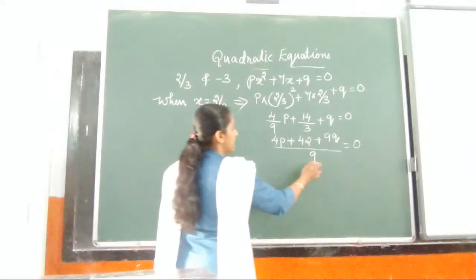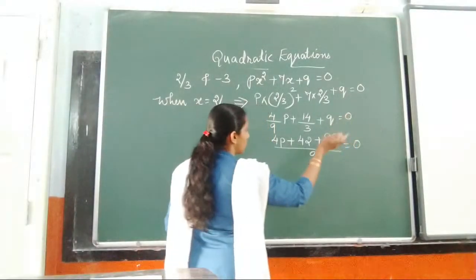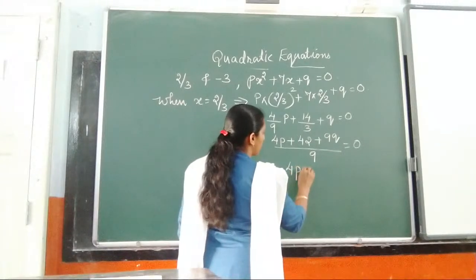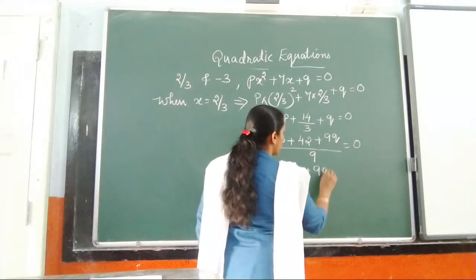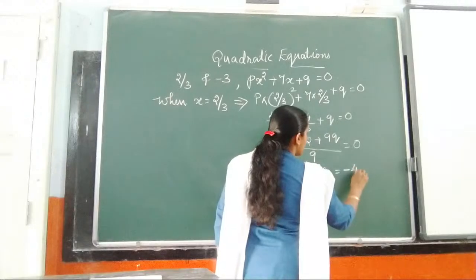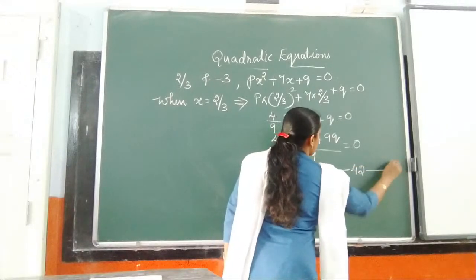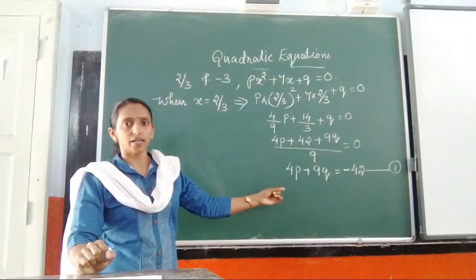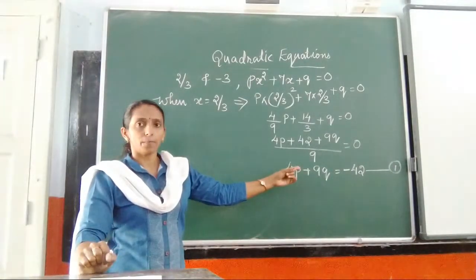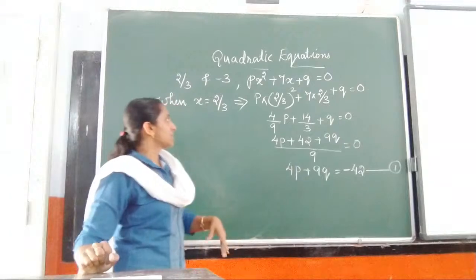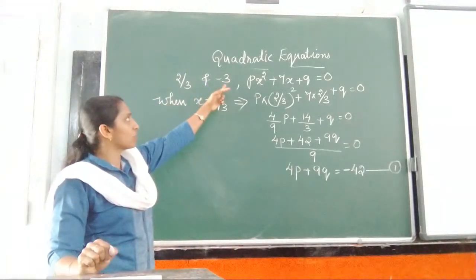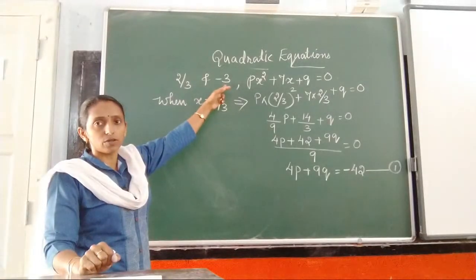While taking 9 to the other side, normally that term will be 0. You are getting the equation 4p plus 9q equal to minus 42. That will be your first equation: 4p plus 9q equal to minus 42. Similarly, you can find out the second equation by substituting the value of x as minus 3.